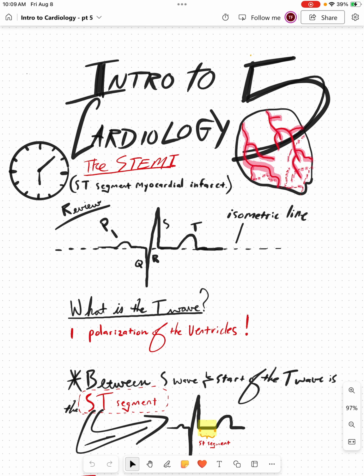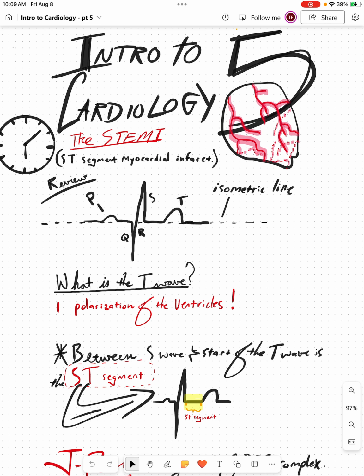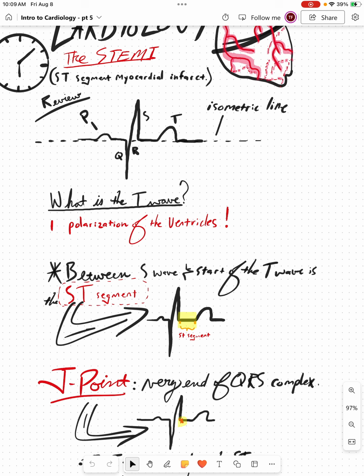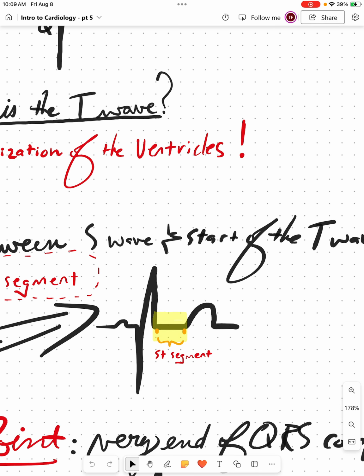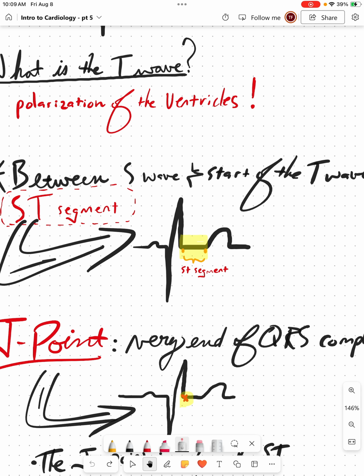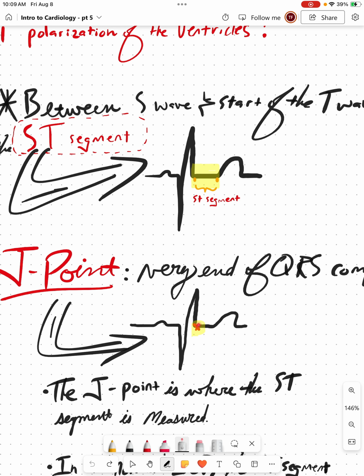So let's move on down the line here. What is the T wave? Repolarization of the ventricles. We talked about that. Between the S wave and the start of the T wave is the ST segment. So I have my QRS and then my T. This area between there is called my ST segment. The very end of that QRS complex is called my J point. The J point is where the ST segment is measured.